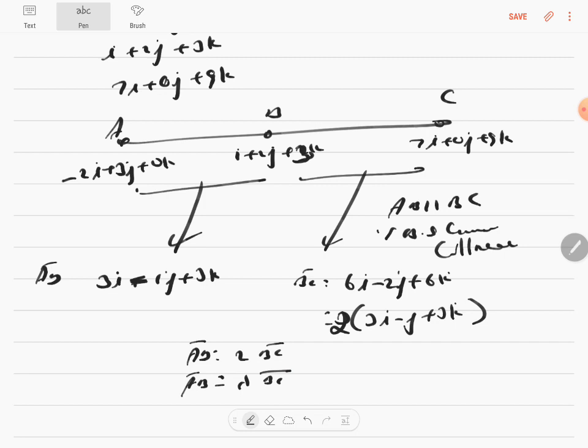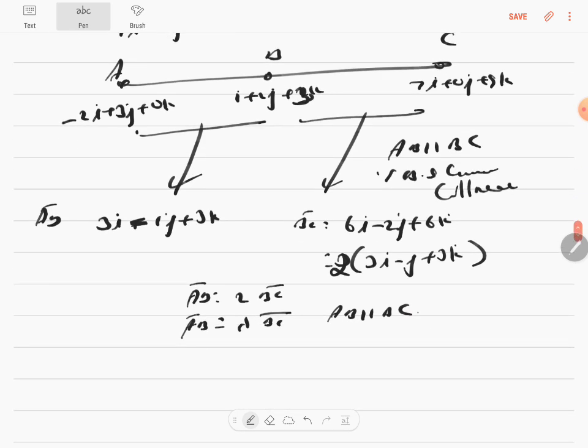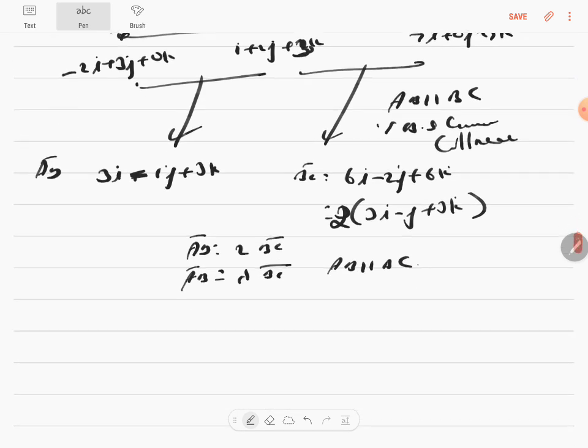Therefore, you can say that AB is parallel to BC, and B being a common point, it becomes collinear. So that completes that sum.